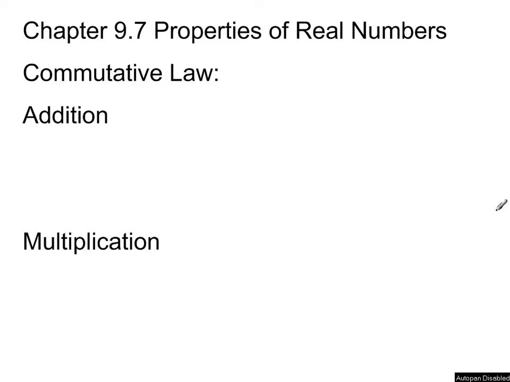Hello again, welcome to chapter 9.7, Properties of Real Numbers. What we're going to start off with is one of my favorite laws called commutative law. And there are two versions of commutative law. One is for addition and the other one's for multiplication. For the first one, for addition, pretty much commutative law says if we have A plus B, that is equal to B plus A.